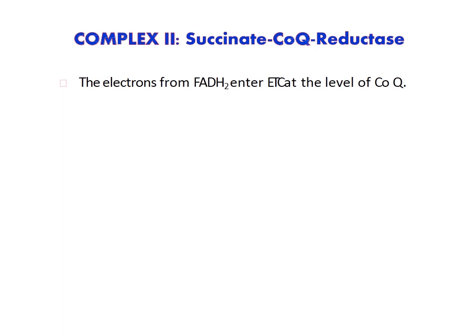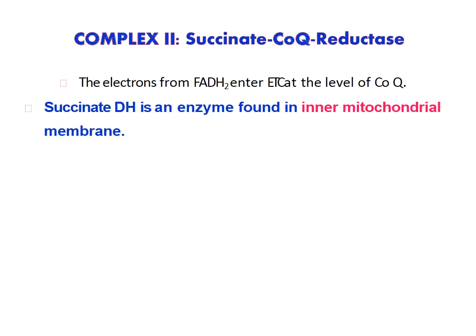We will talk about complex 2. Complex 2 is the enzyme succinate dehydrogenase, or succinate-CoQ reductase. CoQ means coenzyme Q. The electrons from this succinate dehydrogenase enzyme, from FADH2, will enter the electron transport chain, and then will be given to coenzyme Q.